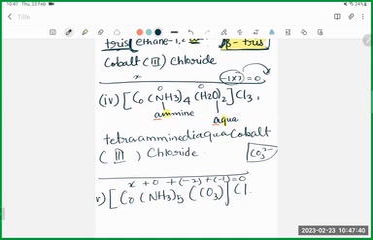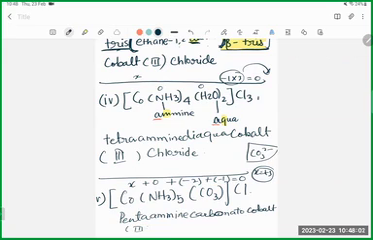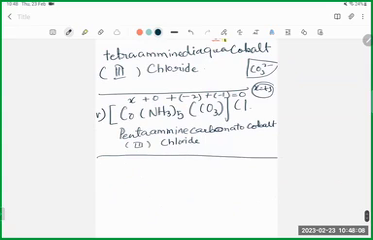So the oxidation state comes over here as +3. You have kept everything correct except the oxidation state. So the name goes as: pentaamine carbonato cobalt, oxidation state 3, and chloride. Clear? Yes, ma'am. Very good.